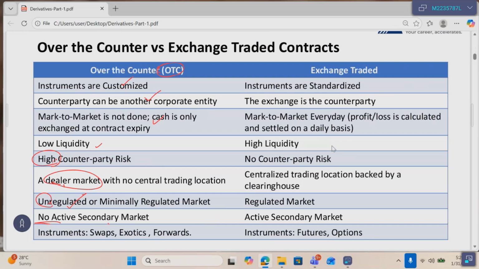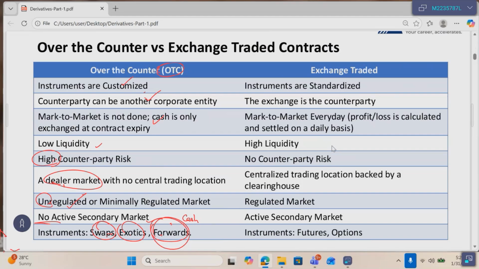Which instruments trade over the counter? Very limited, guys. Normally customized, so exotic instruments which are meeting your needs. Swaps, forwards. Forward contracts are normally over the counter because normally this is always looking at cash settlement. So whatever settles in cash is normally traded over the counter, right?